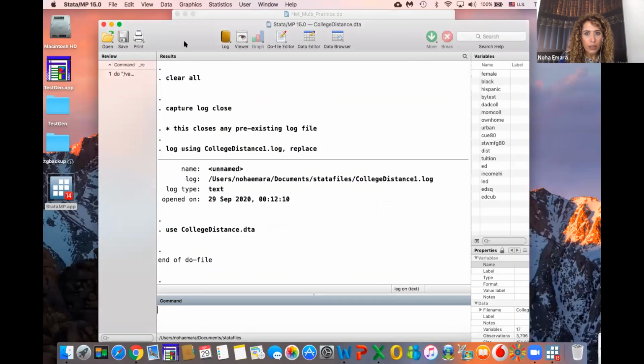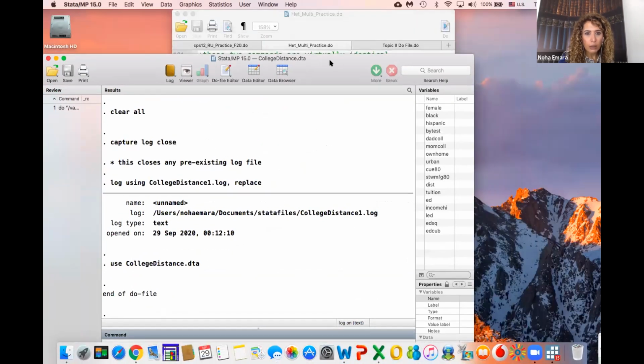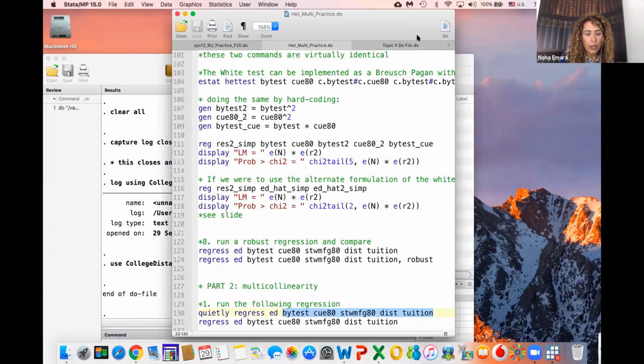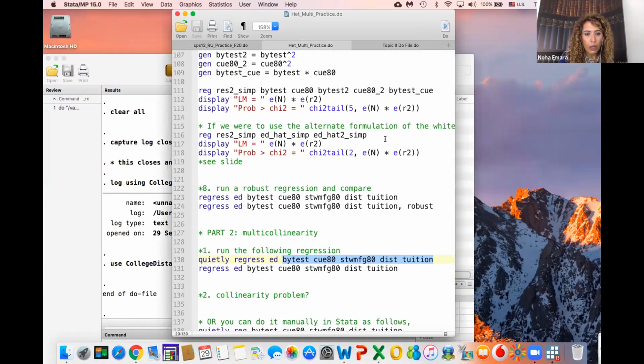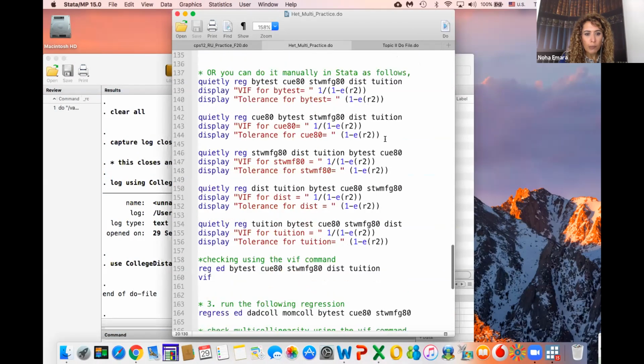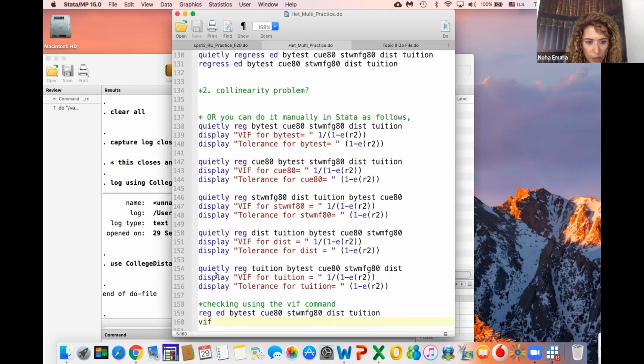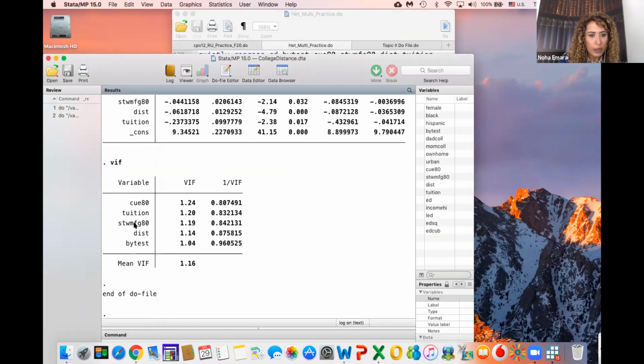So I already have the data set right here, which is the college distance data set. And what if I want to do, okay, this one is exactly like what Dan did. So regress y on the x's, and I'm doing a VIF. And what I'm getting is the VIF of each x. And again, good result because this number is less than 10, which is basically saying that I don't have any multicollinearity issue.